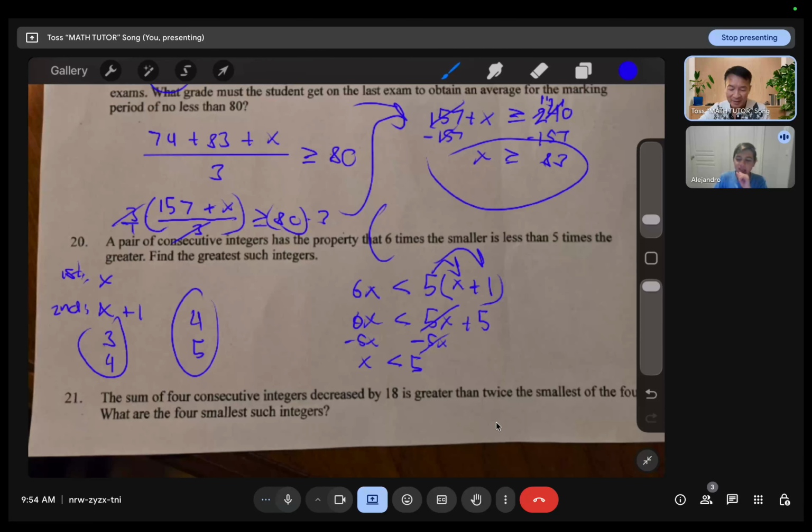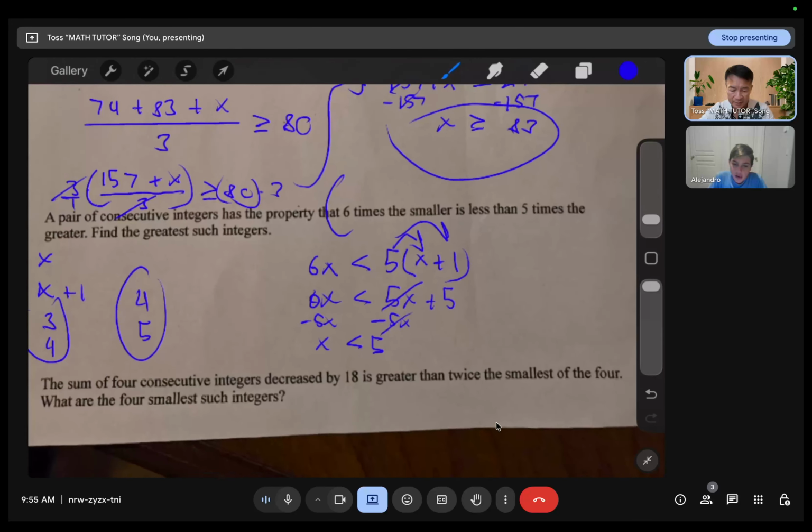But wait, so I chose 4. I know we're trying to go by what they say here, right? It's 4, 5, or 3, 4. Let me think. 6 times less. You know what? Let me test it out.